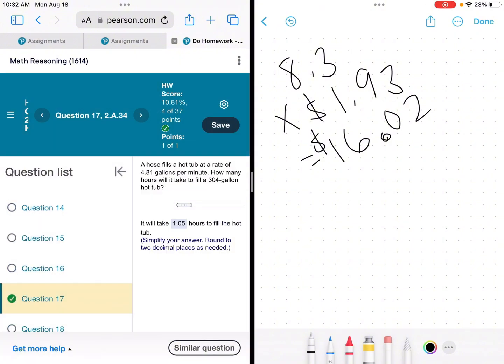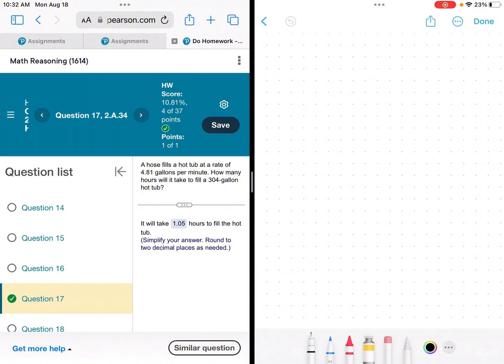Going down to question 17. Some of these are two-step problems, and this is one of them. On this one, we're looking at a hot tub and a hose filling it up. The hose is flowing at 4.81 gallons per minute. Now we need to think about gallons per hour because the problem is asking how many hours it will take to fill up the hot tub.